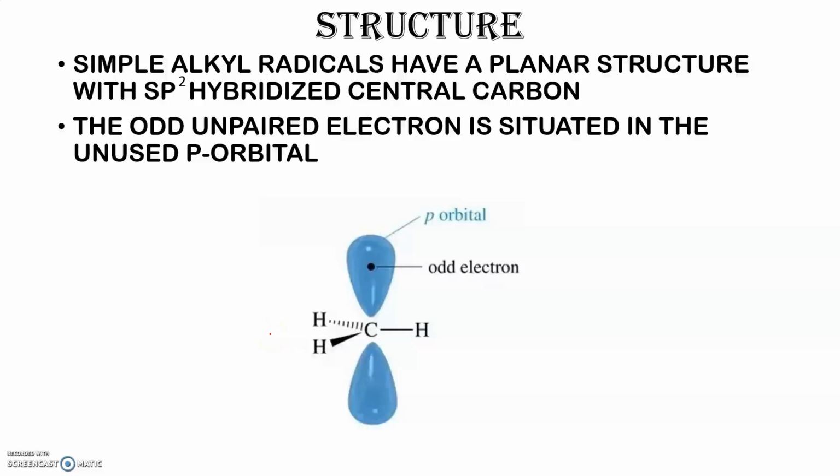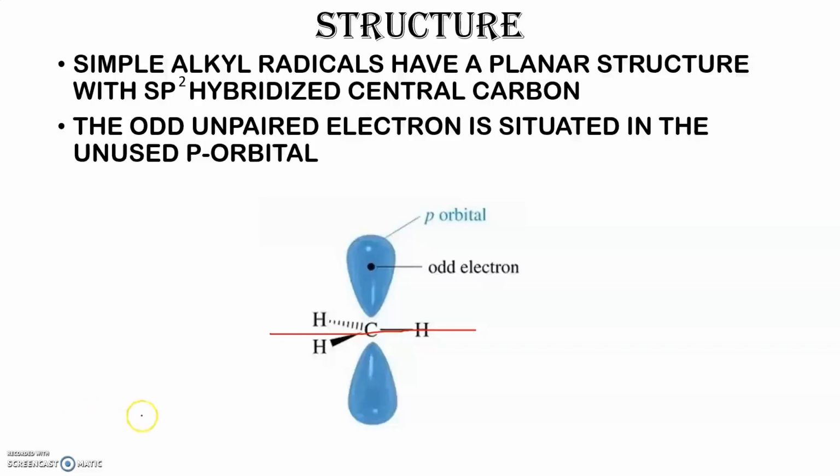Now let's see the structure of a simple alkyl radical. In this picture, the 3 bonds attached to the carbon atom lie in a single plane, with a bond angle of 120 degrees each, which sums up to 360 degrees. Whereas the unused p orbital lobe, which contains an odd unpaired electron, is projected above and below the plane.